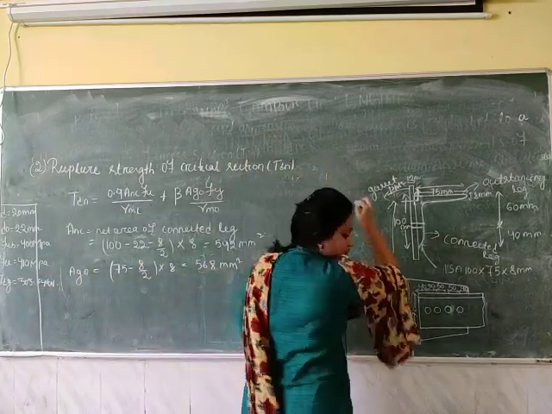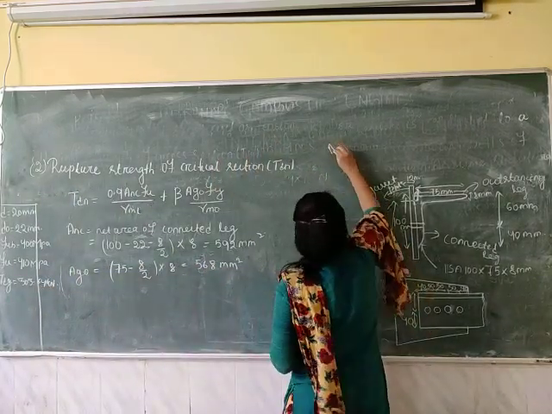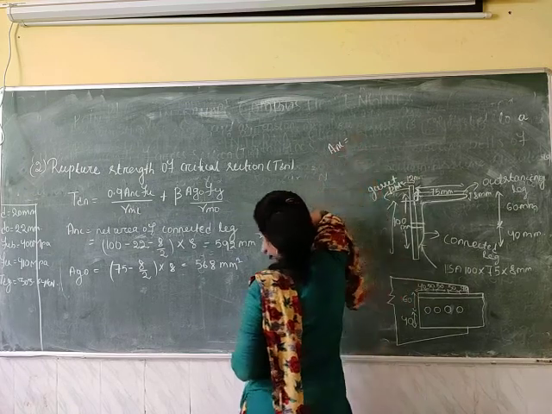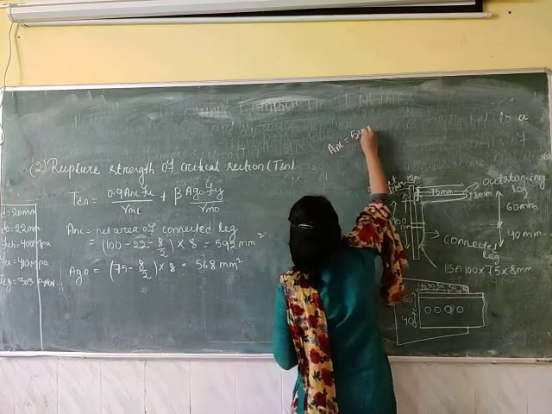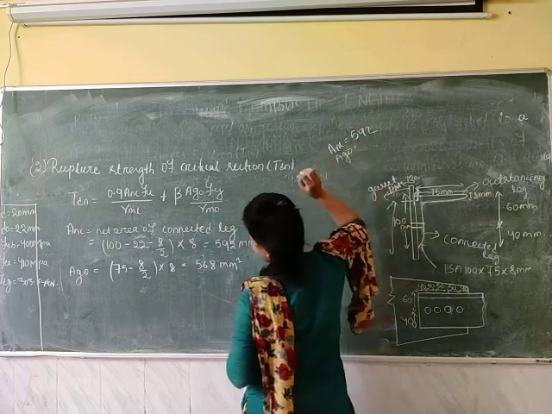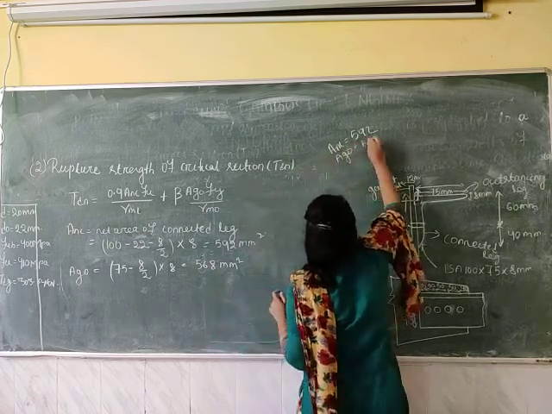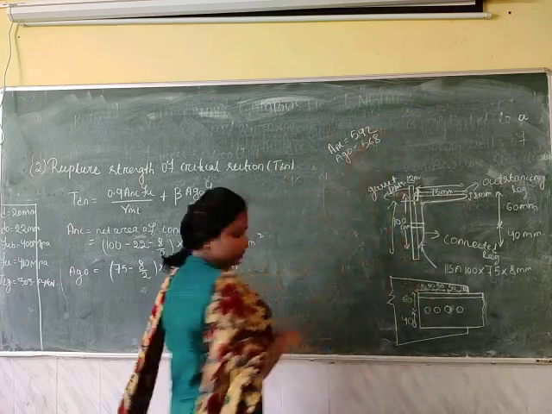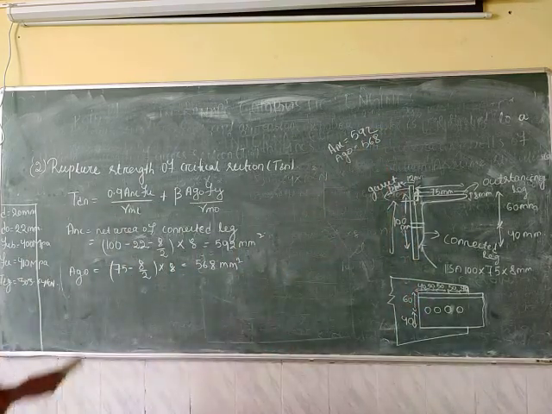So here write Anc is 592 and Ago is 568. Then the next unknown thing is the beta.